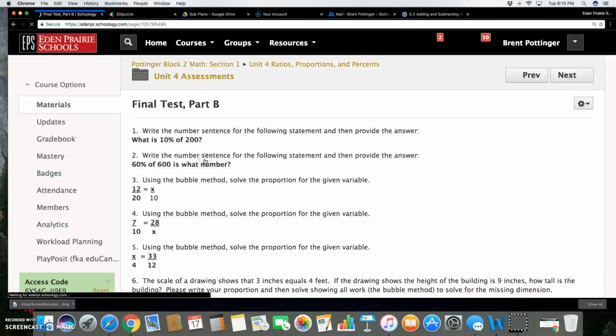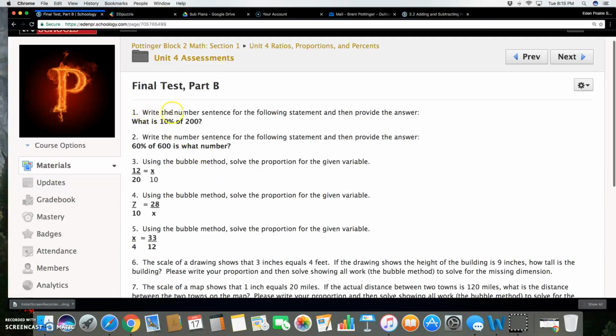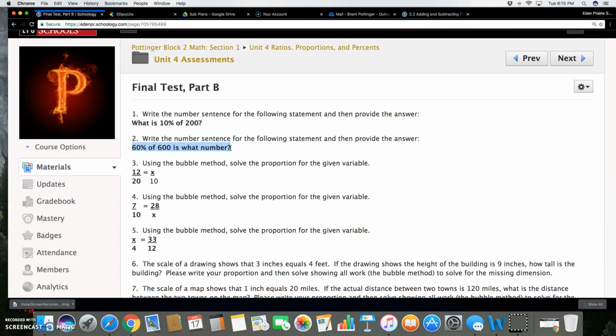Part B looks like this. There are 7 questions. Number 1 says write the number sentence for the following statement and then provide the answer. So I'm looking for 2 things. I'm looking for the number sentence for this and the answer. Number 2, I'm looking for the number sentence for this and then the answer.